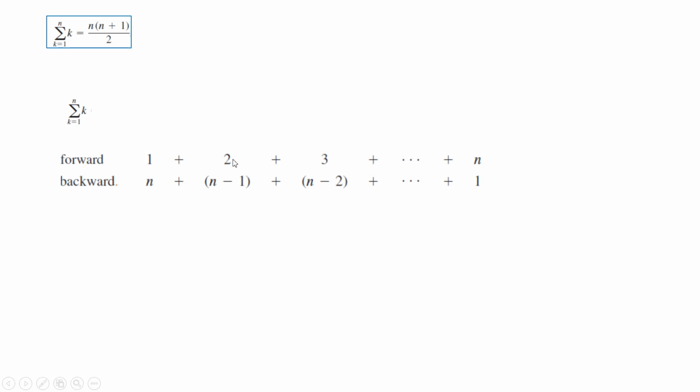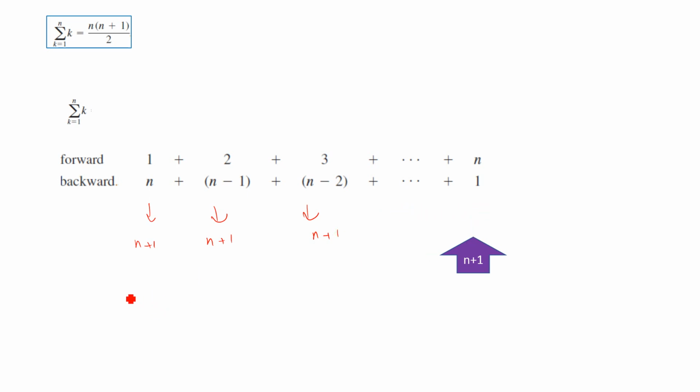Similarly, the sum of the second term of the forward expression and the second term of the backward expression is also n plus 1, and so on. The sum of the last two is also n plus 1. So what does this mean? This is n plus 1, this is n plus 1, this sum is also n plus 1, and so on, this sum is also n plus 1.